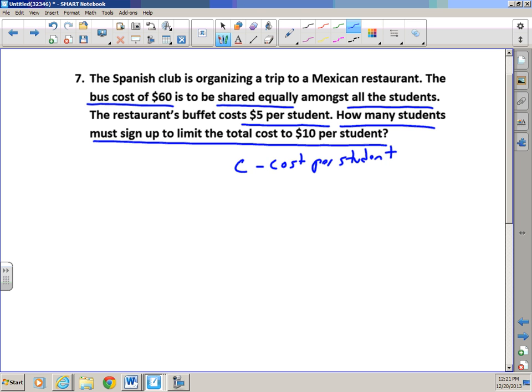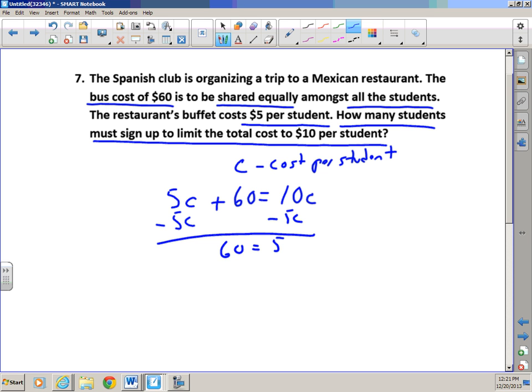Now, what is it going to cost each student here? Well, it's going to cost them $5 each. So 5C is the total it's going to cost all of the students for the buffet. Plus, it's going to cost $60 for all those students. And you want to limit that to $10 per student. Okay? So I subtract 5C. 60 equals 5C, and 12 students is the answer.